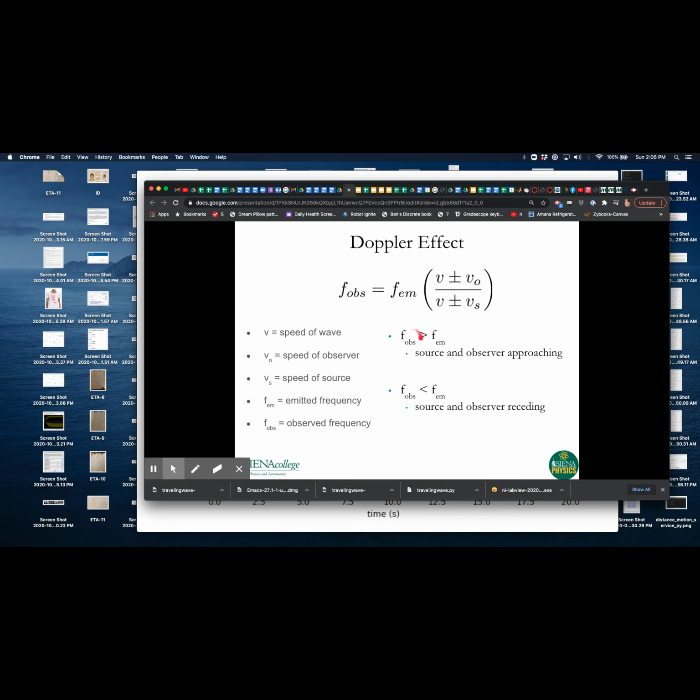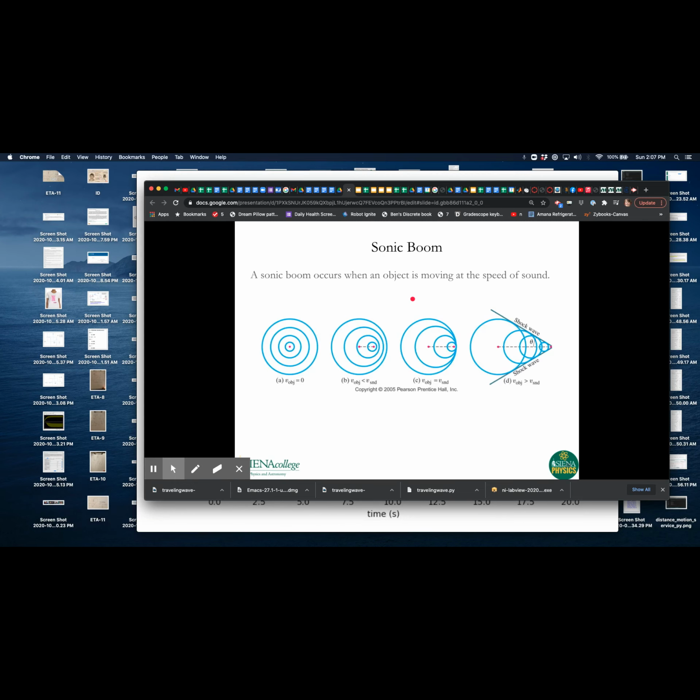And so the frequency of the observer is greater than the frequency of the emitted wave when the source and observer are approaching, right? So high pitch. And the observed frequency is less than the emitted frequency when the source and observer are receding. And if we want to just do a quick check here, right? If our observer is not moving and our source is not moving, so if v_o is equal to 0 and v_s is equal to 0, then we have v over v as 1, and then the two frequencies are equal. So just a quick check, does that make sense?